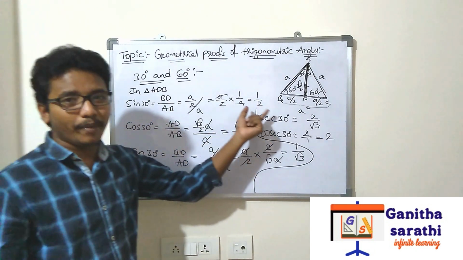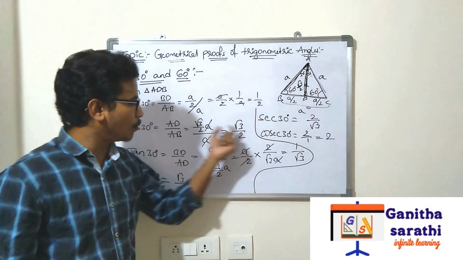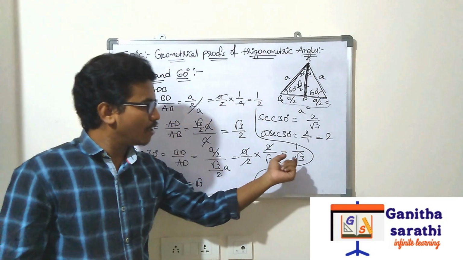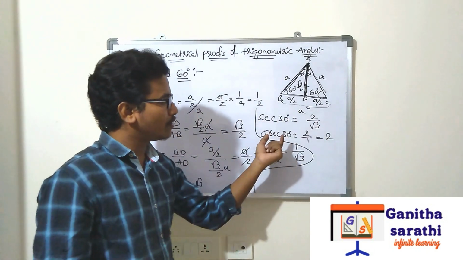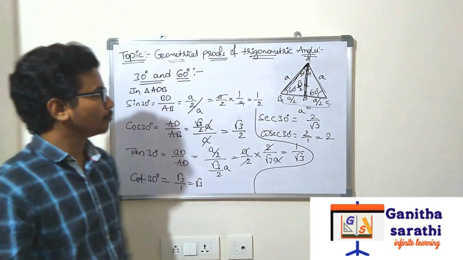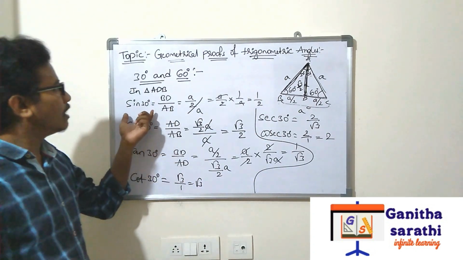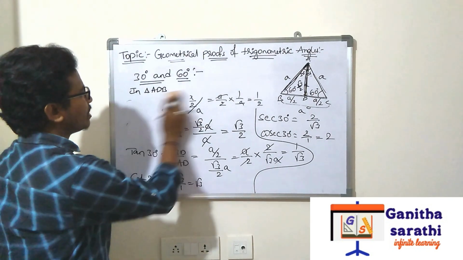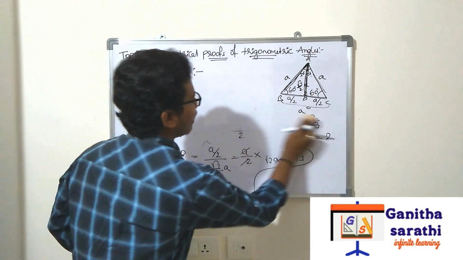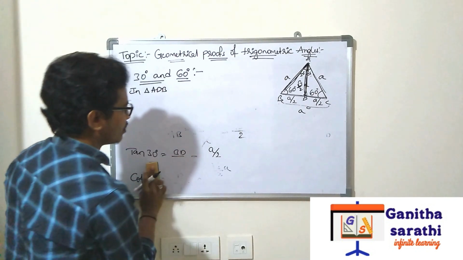Sine 30 will be 1 by 2. Cos 30 root 3 by 2. Tan 30 1 by root 3. Cot 30 root 3. Secant 30 2 by root 3. Cosecant 30 2. So these are the values of 30 degrees. Okay. Next, let us see 60 degrees in the same triangle ADB.